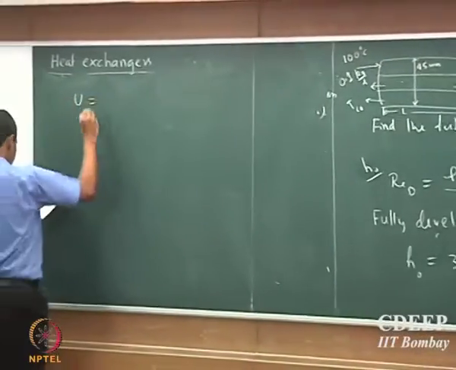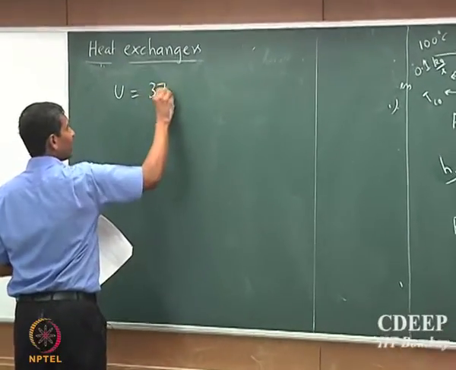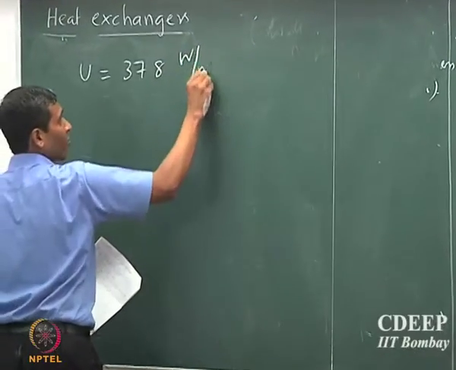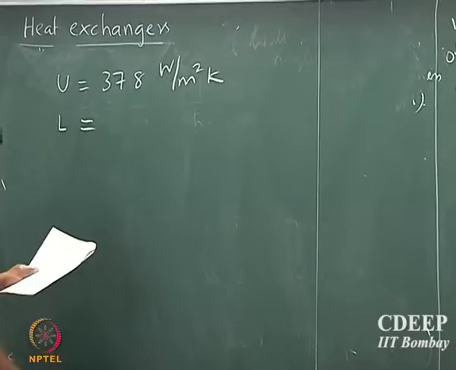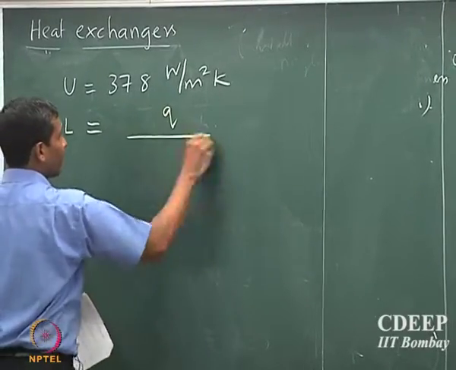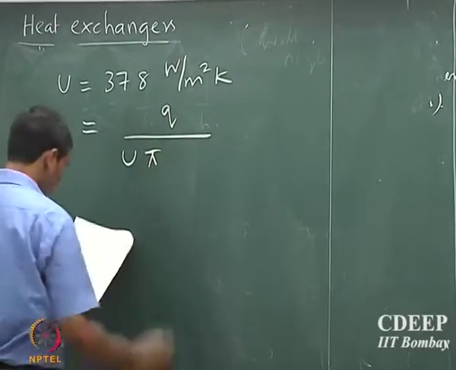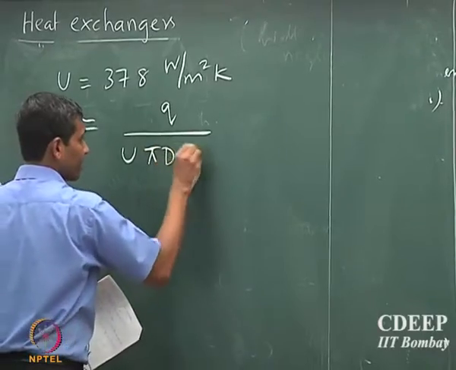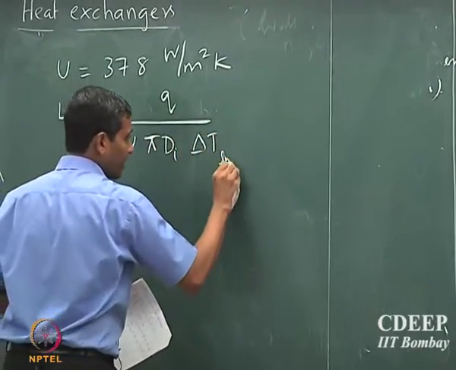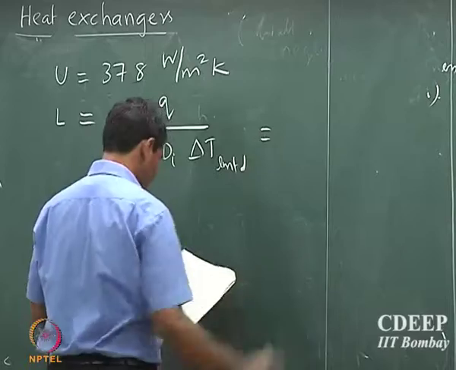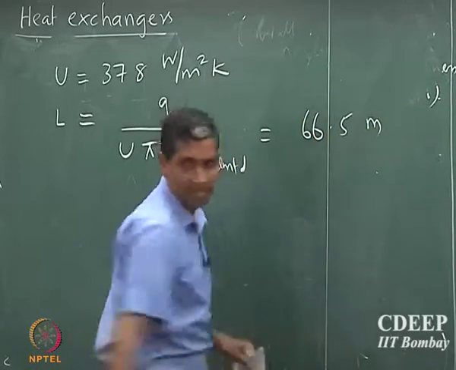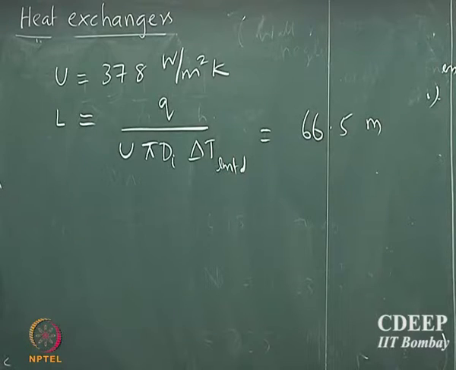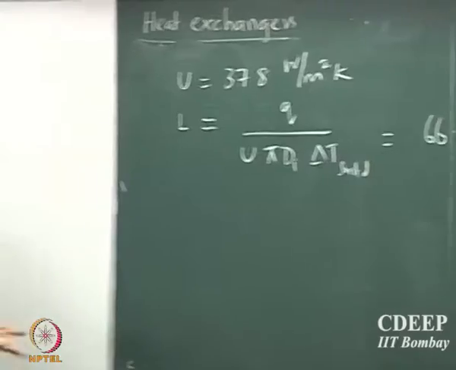So, U is 378 watt per meter square Kelvin, and L is given by Q divided by U into pi into D into delta T LMTD. So, that is given by 66.5 meters. Is that a reasonable number? 66.5. No, not at all.